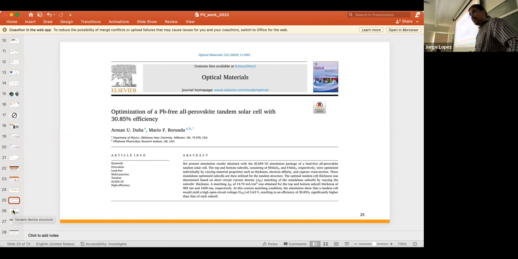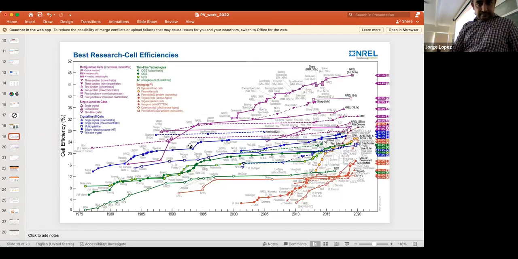Yeah? So the chart you showed had some other efficiencies that were quite a bit higher. So, what is the advantage of perovskite? All right. Excellent question.